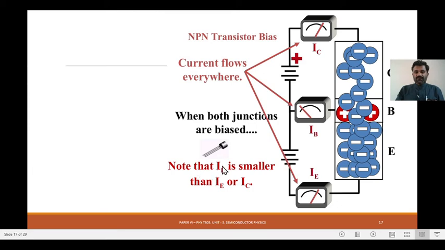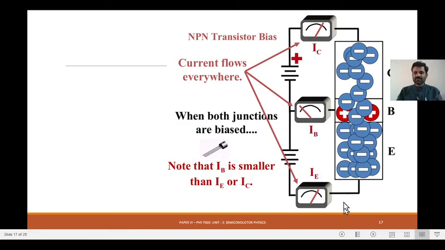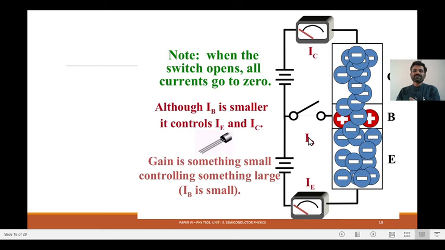And here notice that when IB is very small, IE and IC are very, very large. Earlier there was a small current across the base. Now there is no current, it is just open. That means the base current is 0. When IB is 0, you can see that there is no current across the collector, there is no current across the emitter. All the other criteria are the same. The only thing is it is just opened. So because of this, the base acts like a controller of current. There is no current.